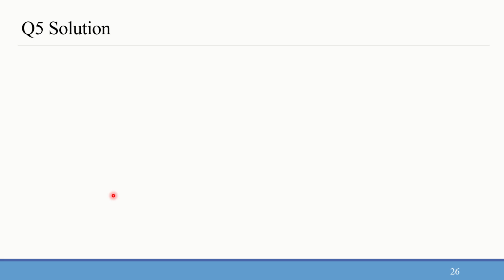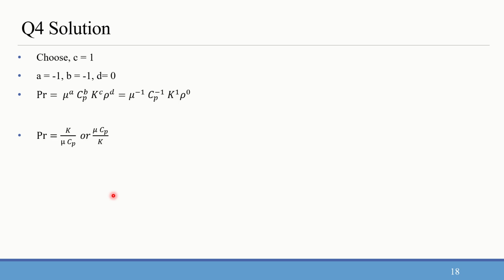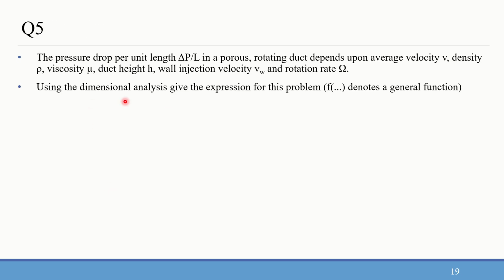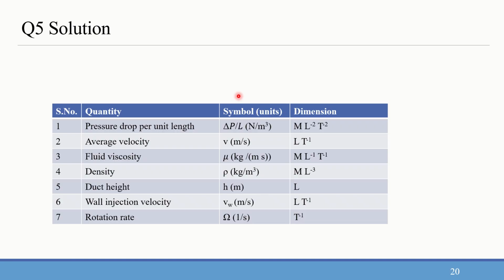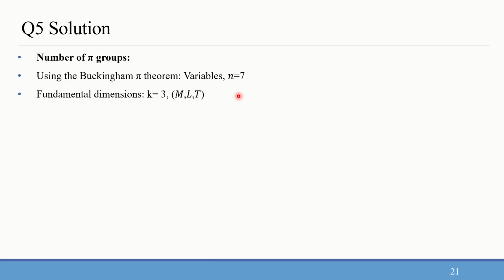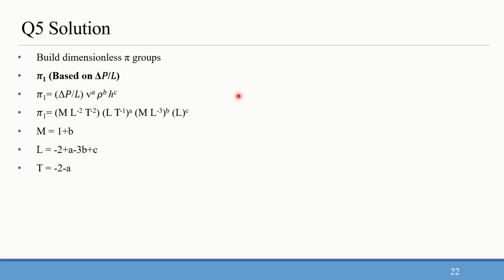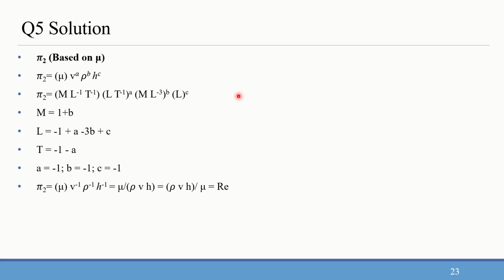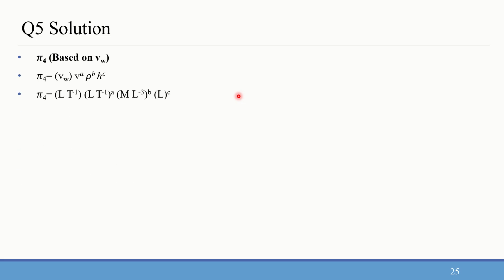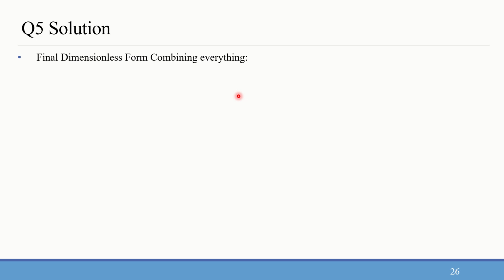So basically we are asked to write the dimensionless function in the question. What was asked? Using the dimensional analysis, give the expression for this problem. We are asked to write the expression for this problem, where f denotes the general function. So here delta p by L is equal to a function of all these things that we have written. So building dimensionless, we have built 4 dimensionless groups: pi 1, pi 2, pi 3, pi 4. So now we are just writing a final dimensionless form combining everything. So it is function is equal to pi 1, pi 2, pi 3, pi 4.